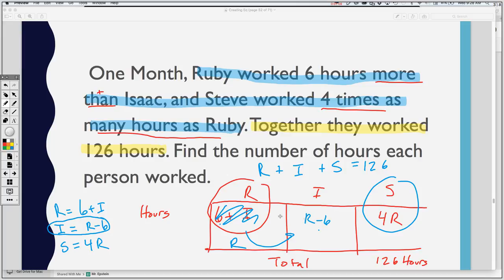So this is going to be R plus, what's Isaac? Okay, Isaac is I. What's another way to say that? Isaac? R minus 6. He has 6 less than Ruby. And then what is it for Steve? What is it for Steve, guys? 4R equals 126.